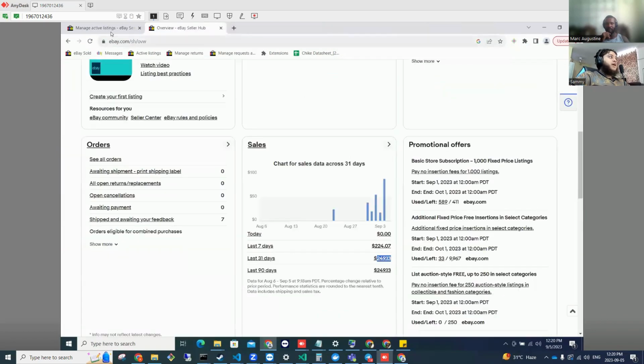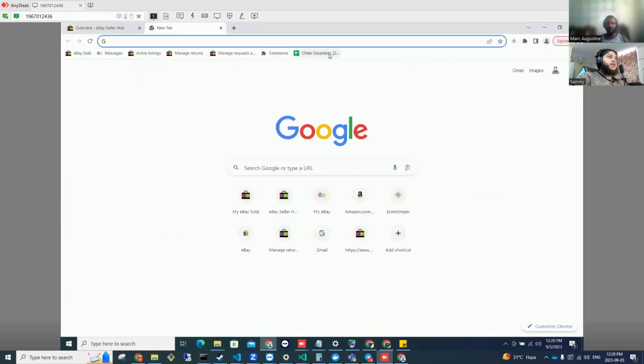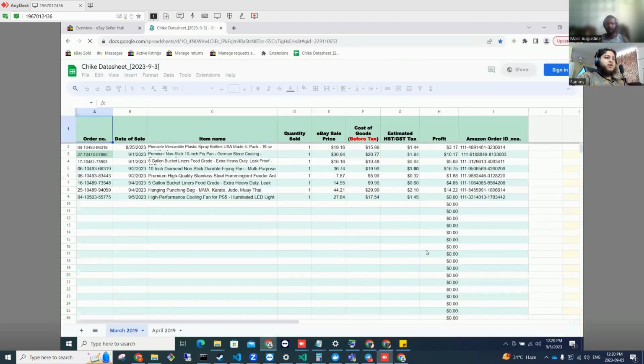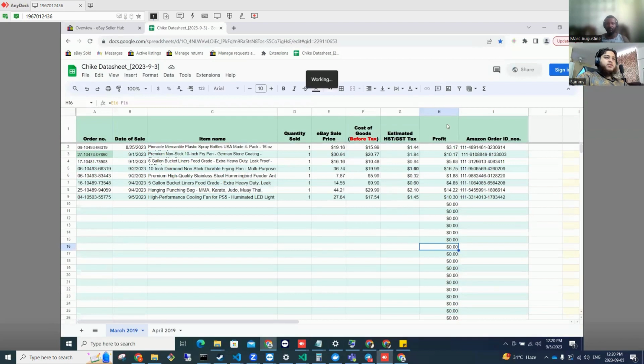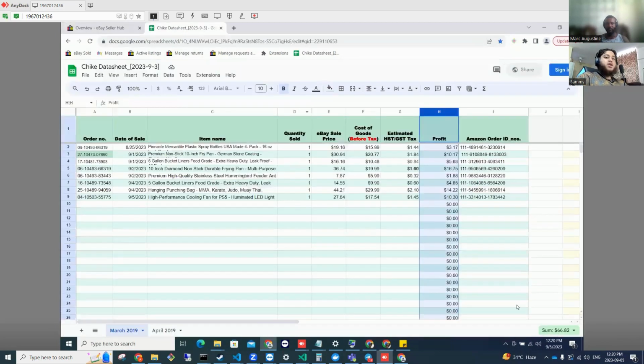So let's go ahead and open up our data sheet. We have a data sheet with all of our orders that we do. We have a spreadsheet, and we put all of our orders and profits and so on. If we right click over here, you'll see right off the bat, from the $249, we did a profit of $66.